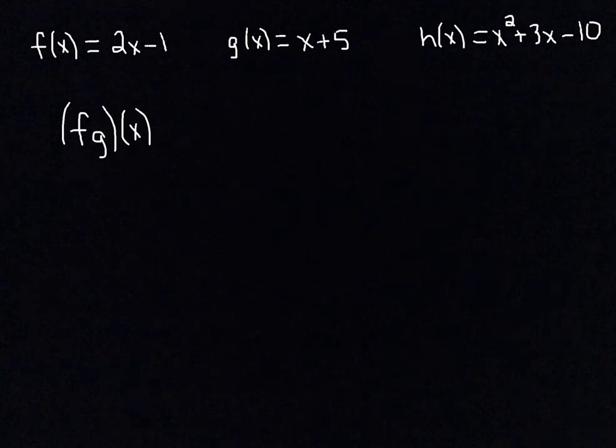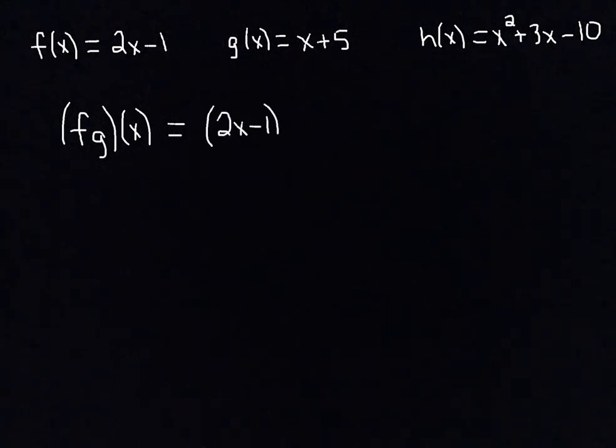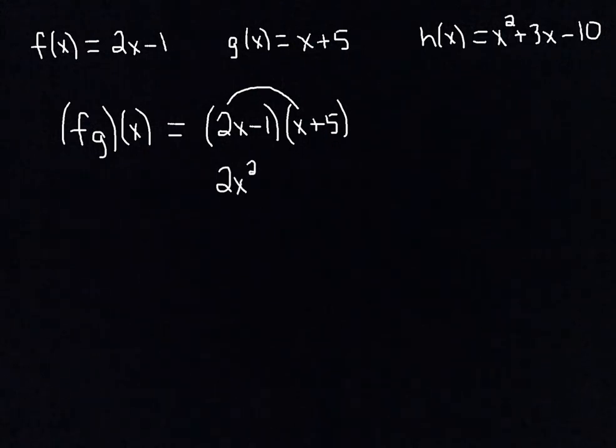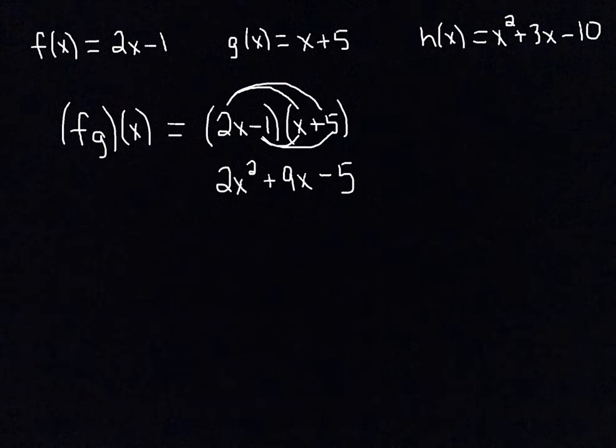Now let's do another multiplication one. So we have f times g of x. So it's f of x, which is 2x minus 1, times g of x, which is x plus 5. And again, I got a binomial times a binomial, so FOIL. So 2x times x is 2x squared. Outside is 10x, inside is negative 1x. So 10x and negative 1x is 9x. And then last, negative 1 times 5 is negative 5. So it's 2x squared plus 9x minus 5 when you do this multiplication problem.